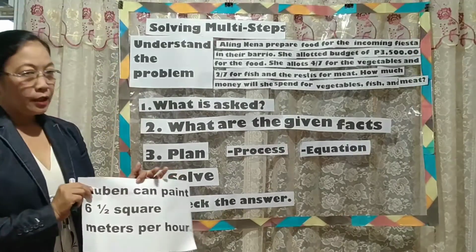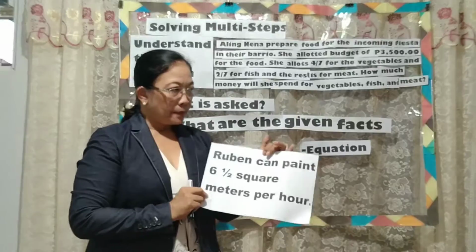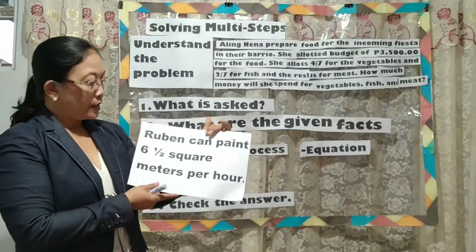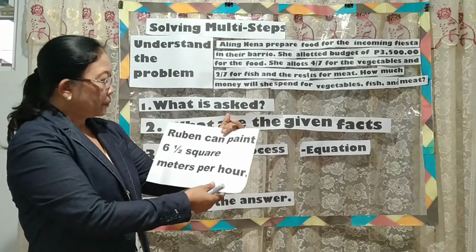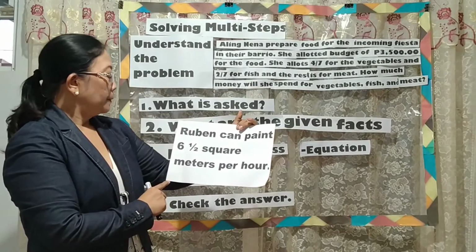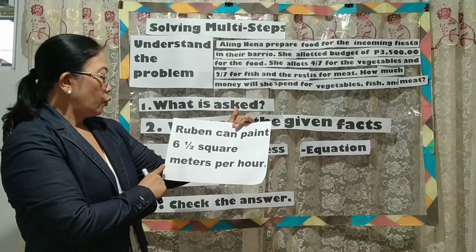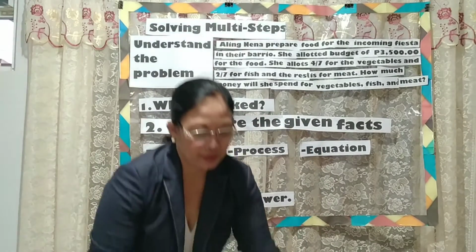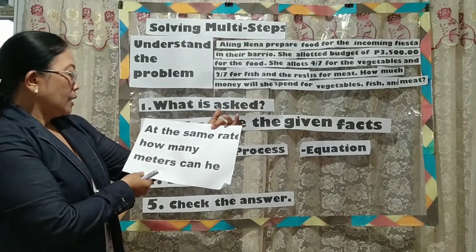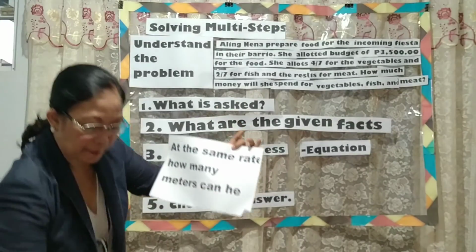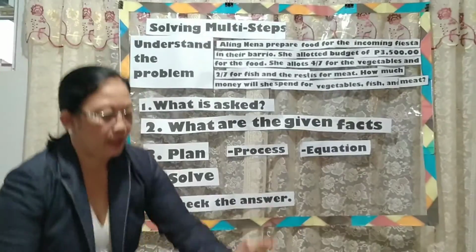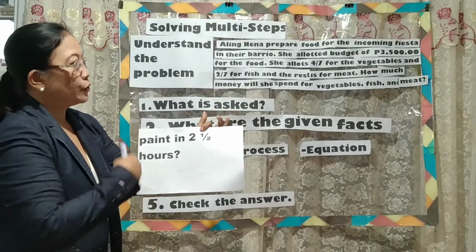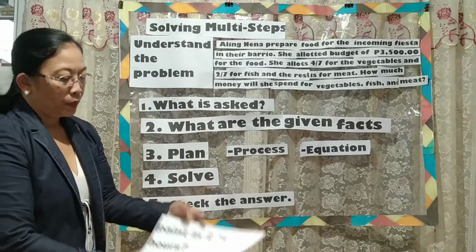Okay, I'll give you another example. Actually, this is example number 1, the problem number 1 in our module, week 7. So I will read first the problem. Ruben can paint 6 1/2 square meters per hour. At the same rate, how many square meters can he paint in 2.5 hours? So this is our problem.